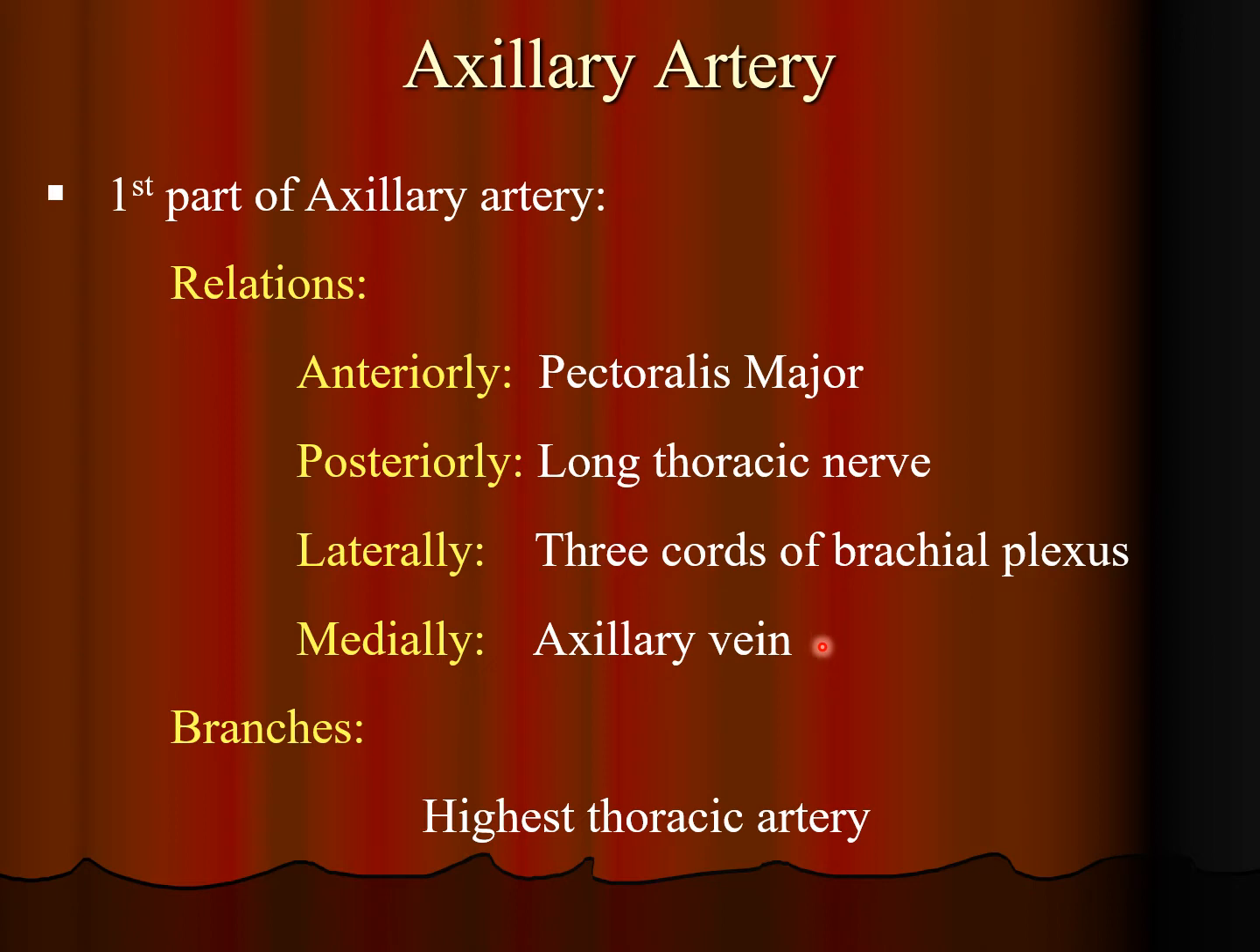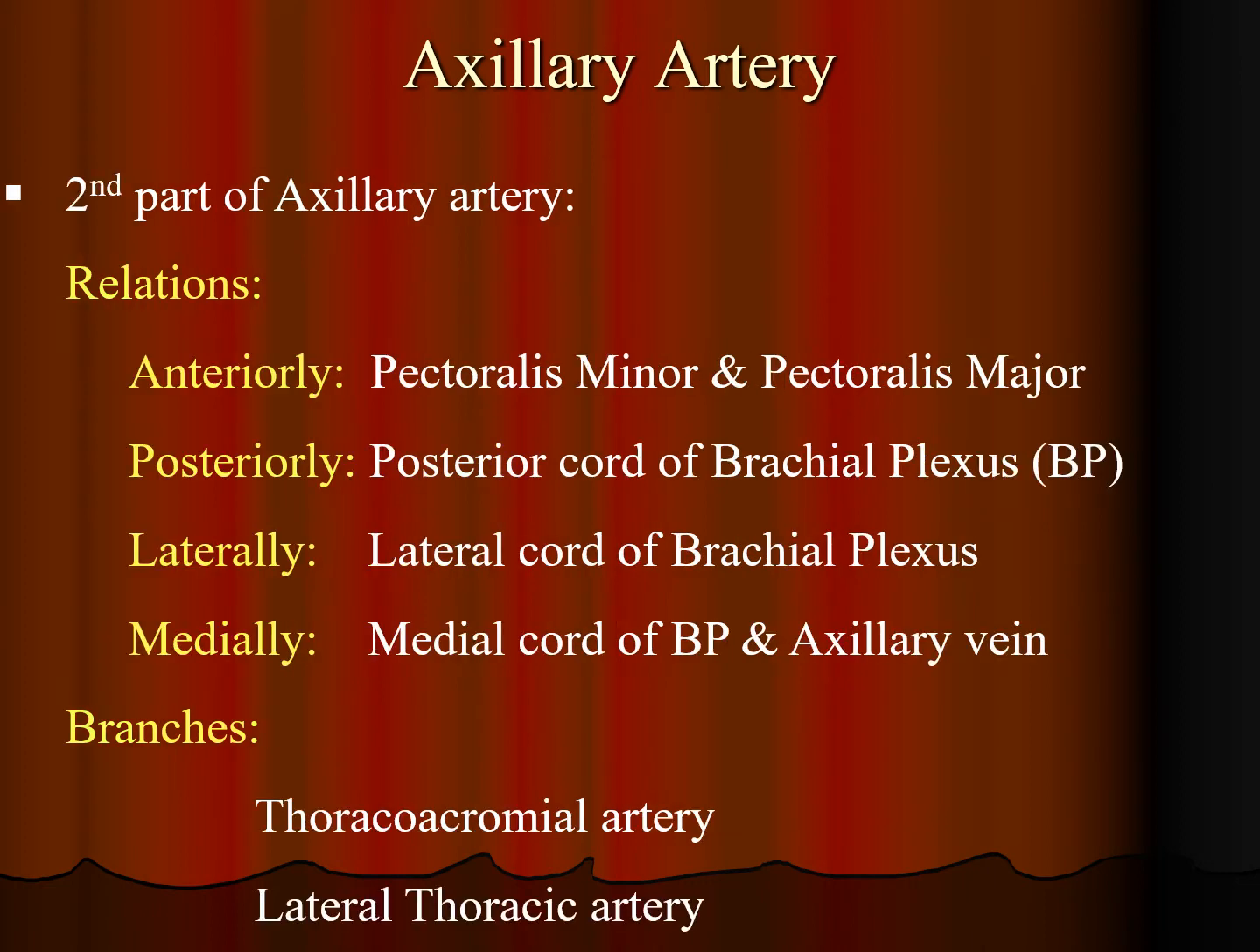Out of these relations, the important thing is that this is the most fixed relation of axillary artery: axillary vein remains medial throughout, as compared to the other relations which change as we go ahead. So anteriorly we have pectoralis major, posteriorly long thoracic nerve, laterally all the cords of brachial plexus, lateral, medial and posterior, and medially axillary vein. The first part gives only one branch, known as highest thoracic artery. It is also known as superior thoracic artery.